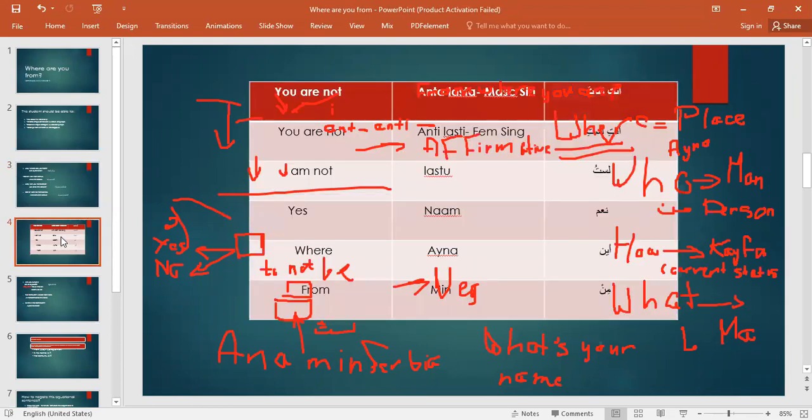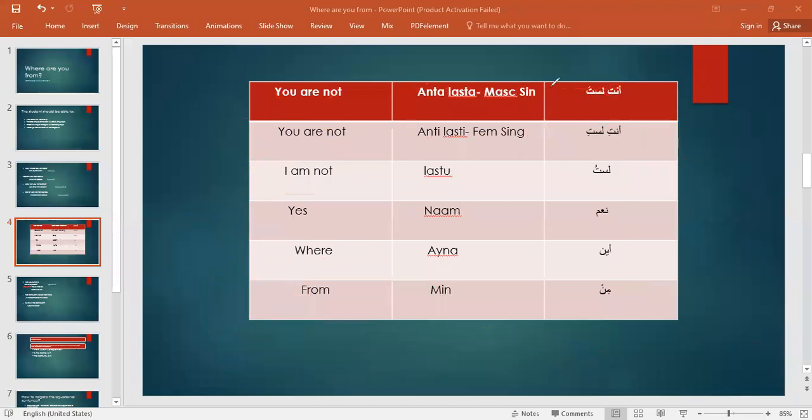So this slide summarizes the words that were illustrated in the dialogue. Here we said, I am not. I am is أنا, okay? And not, I told you, use with not, لست. Yes means نعم. Where means أين. And the preposition from means من. And if you want, we can add who means من, okay? We use it to ask about a person.